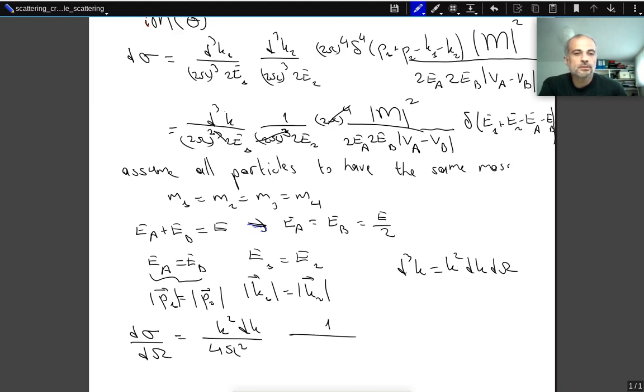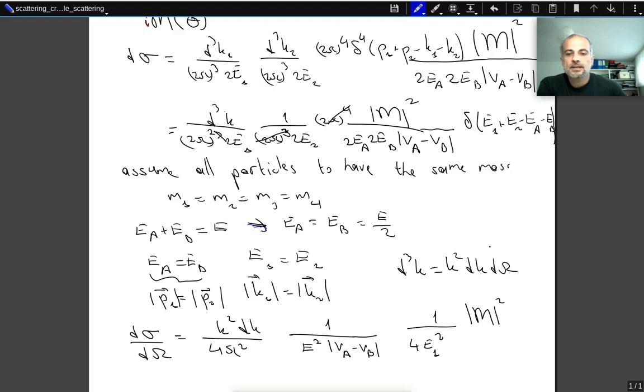Then I have 1 over 2E1 is just E. Similarly, 2E2 is also E. No, not E1. The 2EA is E, 2EB is E. So it's E squared. Well, let me keep VA minus VB for the time being. Then I have 1 over 4E1 squared. Since E1 and E2 are equal, 2 makes 4E1 squared, and there is the m squared.